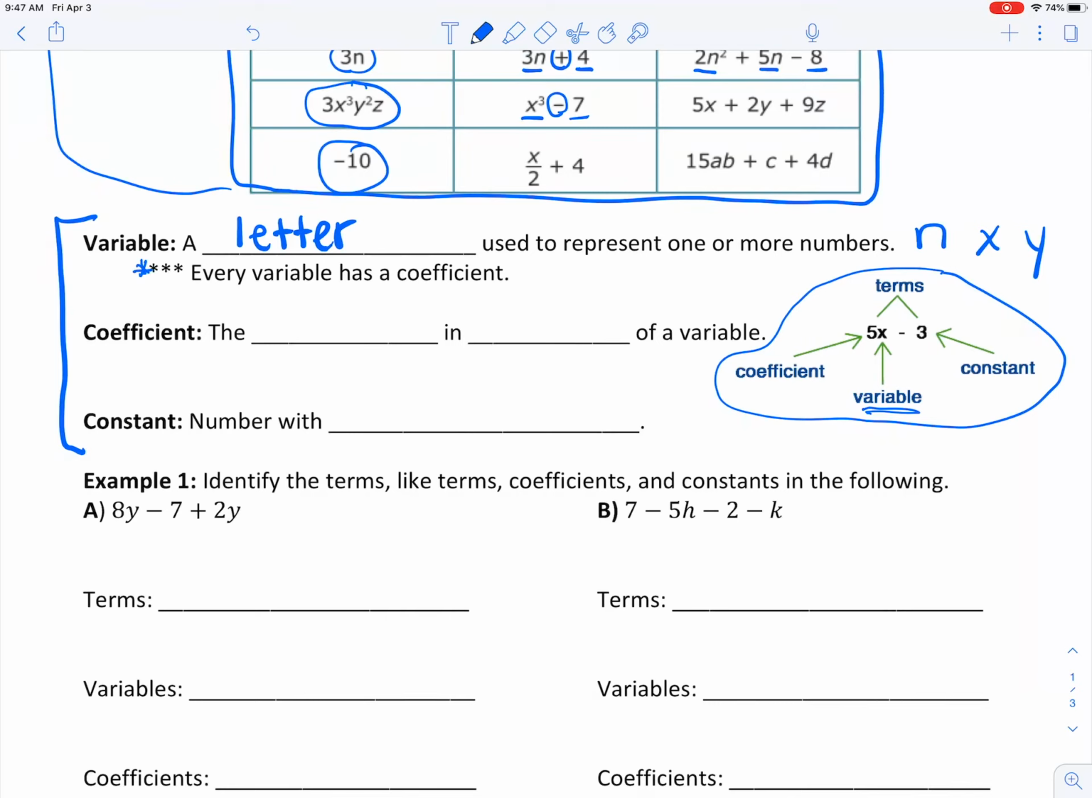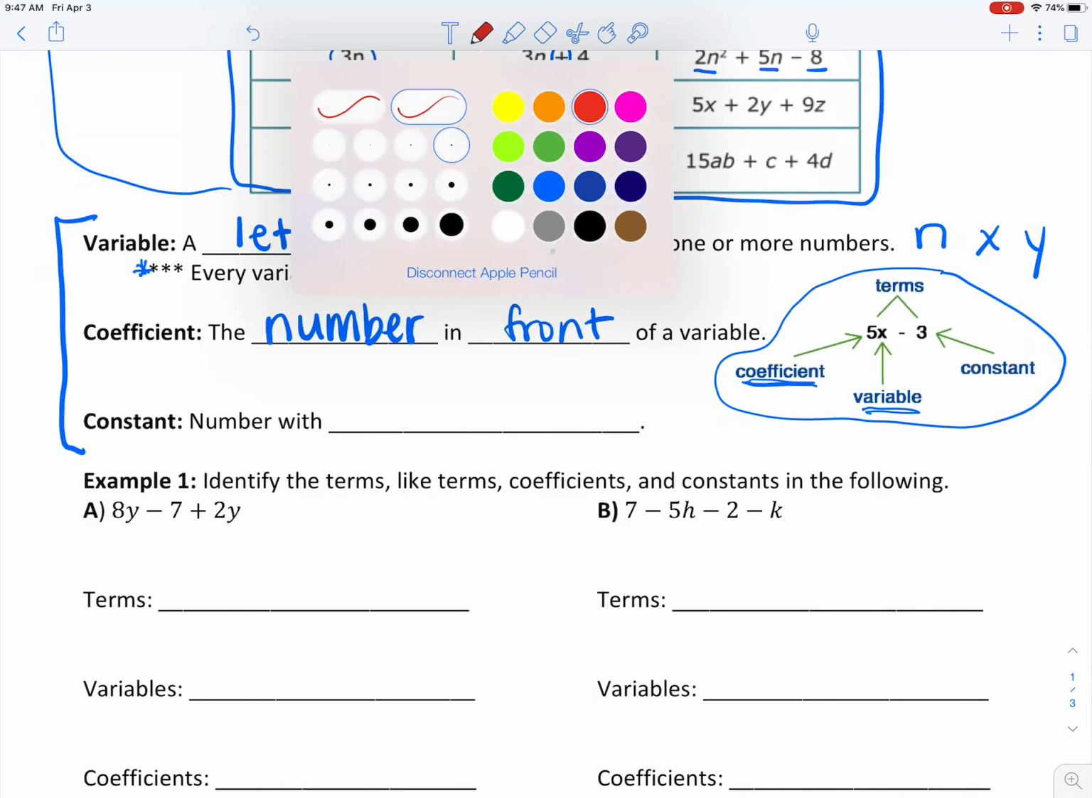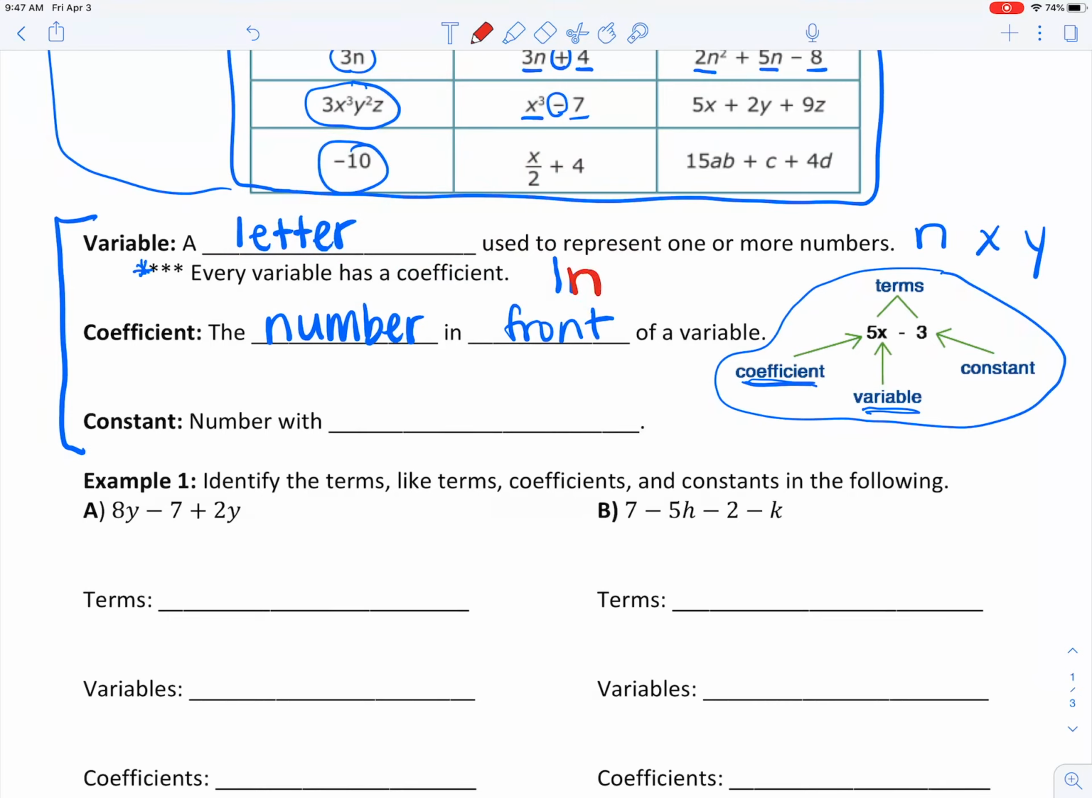Now I have a note here that says every variable has a coefficient. So even when I just have an n, if there's no number in front of it, it's the number 1. Well, what does that coefficient mean? It is the number that is in front of a variable. So, for example, in this one, our coefficient is the number 5. Back here, I just pointed to n, and there wasn't originally a number in front of it, so I put the number 1. Just like if I had written down the letter x, there's no coefficient in front of it, so that means it's the coefficient of 1.